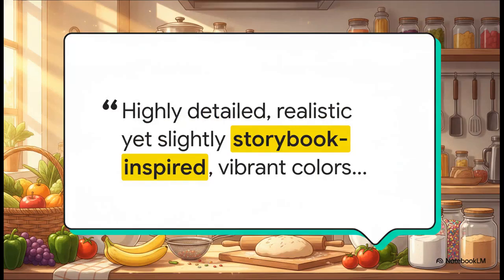Now let's look at the second half. Surrounded by fresh vegetables, fruit, and baking ingredients. Warm morning sunlight streams through the window, creating a joyful, family-friendly atmosphere. Highly detailed, realistic yet slightly storybook-inspired, vibrant colors, cinematic lighting, 4K. Now, what's really interesting about this slide is how those directional lighting cues, like warm morning sunlight, and those heavy-hitting technical tags like cinematic lighting and 4K, totally lock in the final quality. It tells the AI exactly what level of polish we expect.